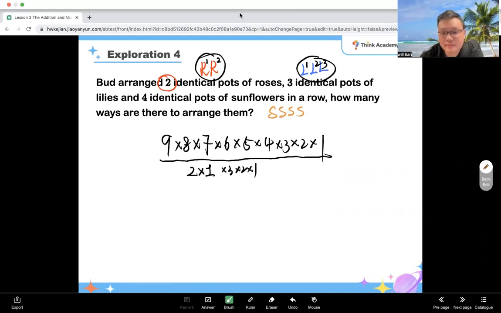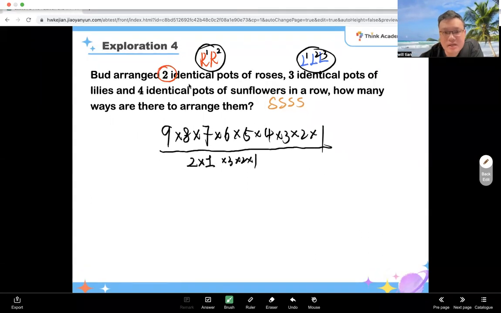Why do you start from 9 to go to 1? Because I have 9 flowers in total. I have 2 roses, 3 lilies, 4 sunflowers. In total, I got 9 flowers. So I'm gonna start from 9 all the way to 1.